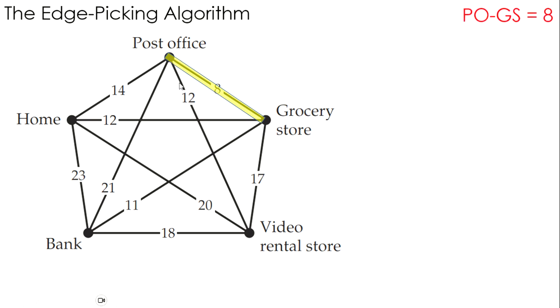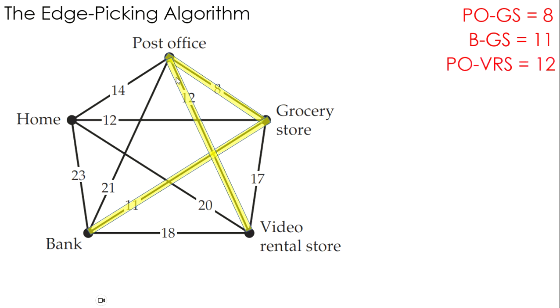Then from 8, we have 9, 10, no, 11. So 11, grocery store to bank, that's 11. Then we'll have 12. If we pick home to grocery store, there will be 3 connections for grocery store, so we need to skip that. Then post office to video rental store, I think that's okay, so that's 12. Let's get that. Then after 12, we have 14. But in 14, we'll have 3 connections for the post office, so we need to skip that 14.